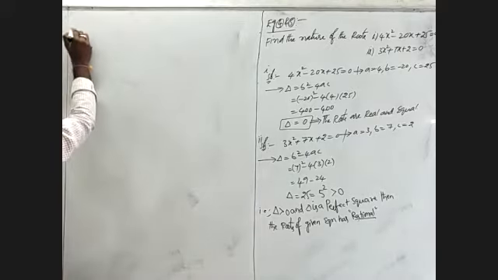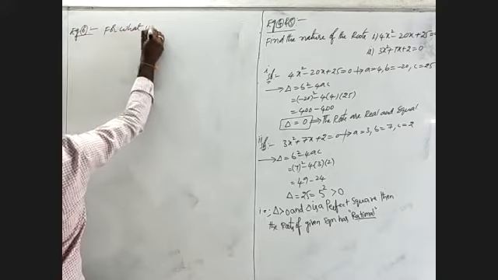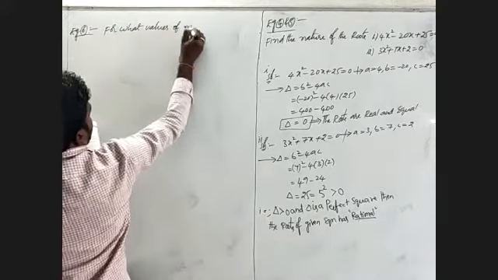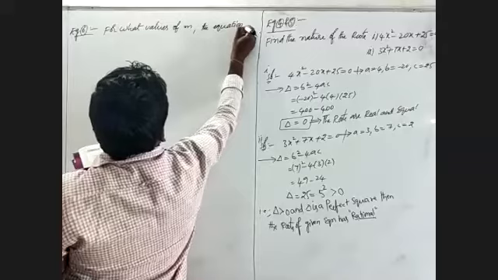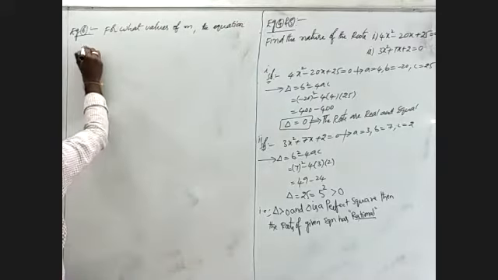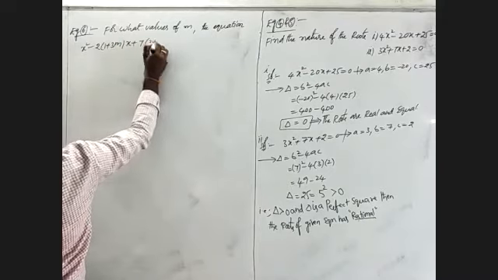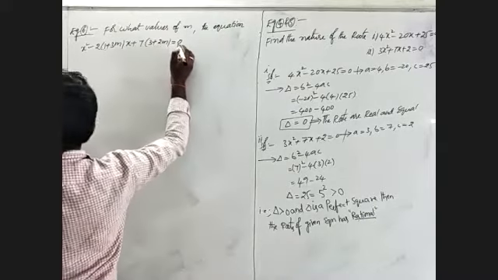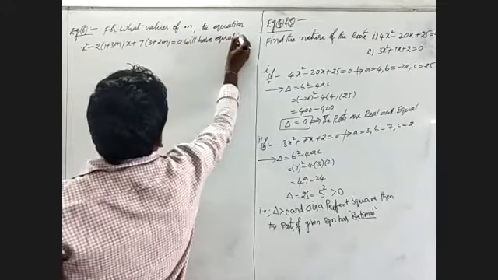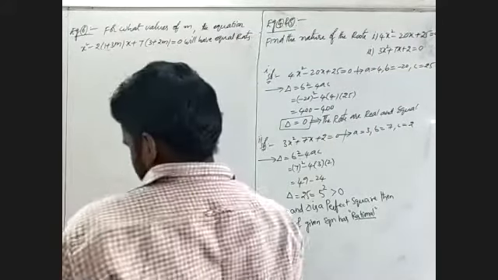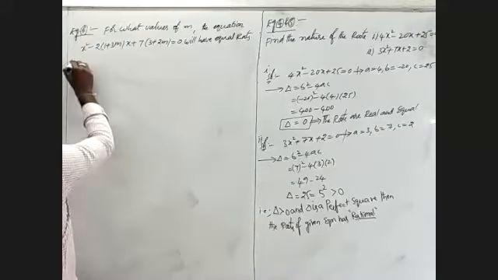Now I am going to example 6. For what values of m does the equation x square minus 2 into (1 plus 3m) into x plus 7 into (3 plus 2m) is equal to 0 have equal roots? Already we discussed this type of problem.